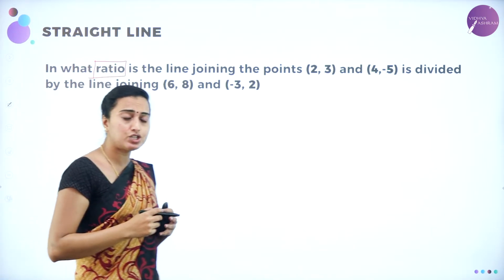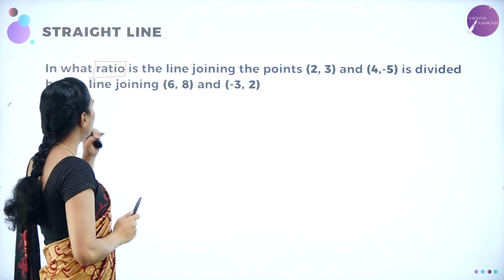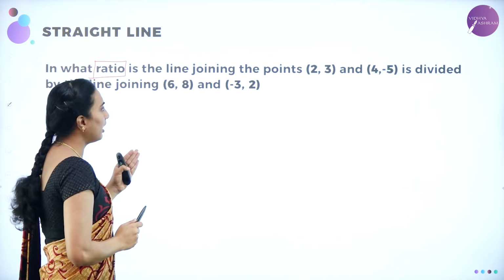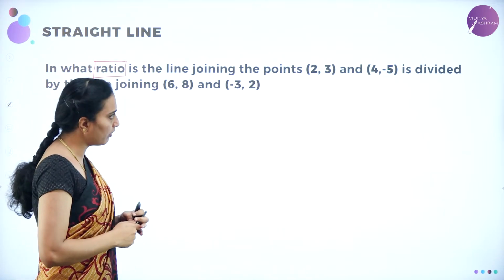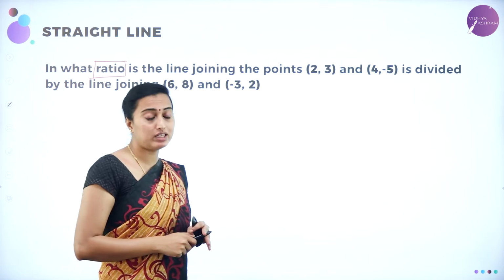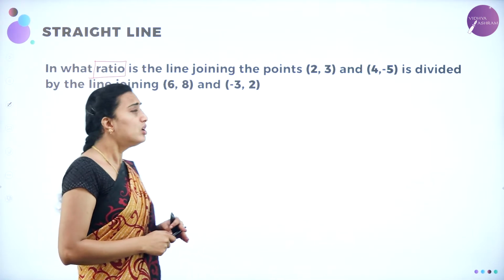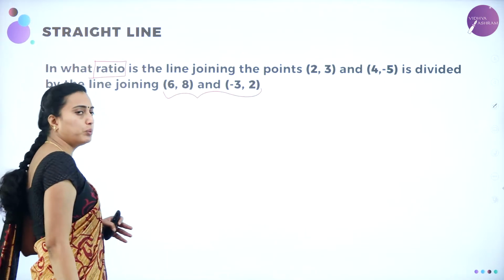If they ask the ratio, you have to take it as k is to 1 only. Let me continue the question, what they have given. In what ratio is the line joining the points (2, 3) and (4, -5) divided by the line joining (6, 8) and (-3, 2)? So, divided by the line joining, let me first find the equation.